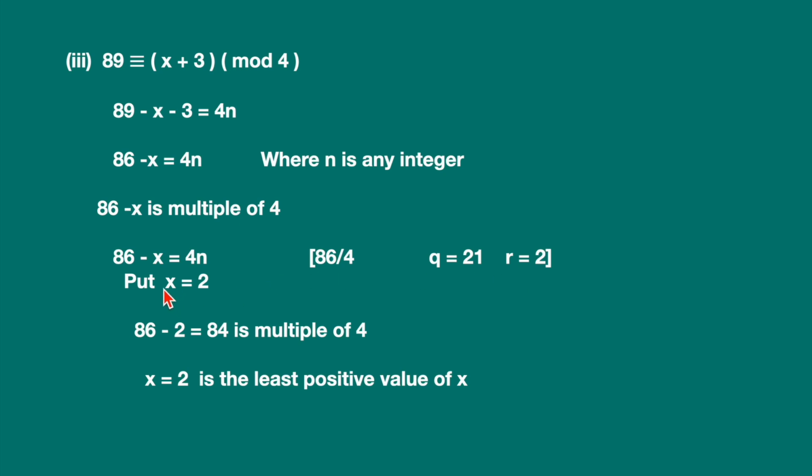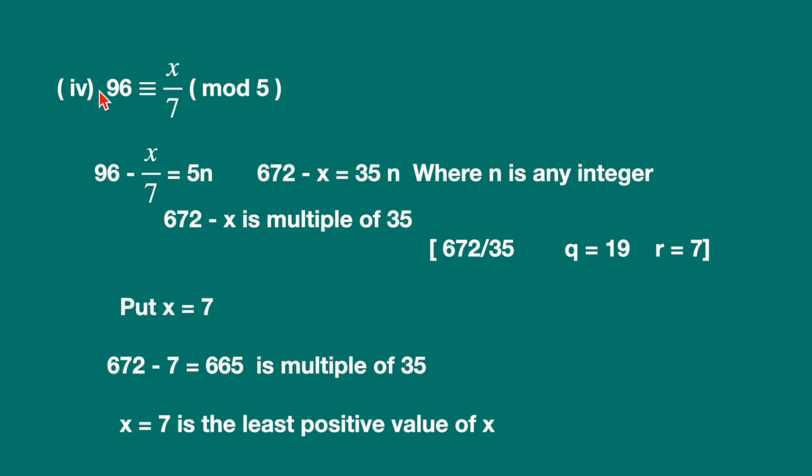So let us put x equal to 2 and check if this is correct. If you put x equal to 2, you get 84, and 84 is a multiple of 4. That means it is divisible by 4. Therefore, we can say 84 is a multiple of 4. Therefore, x equal to 2 is the least positive value of x.